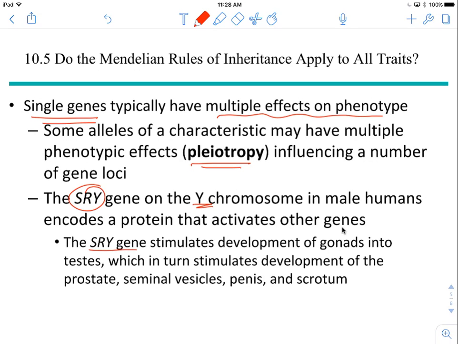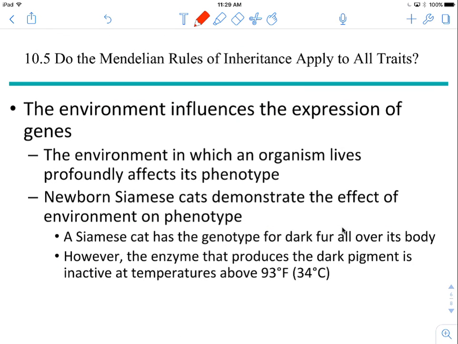The SRY gene stimulates development of gonads into testicles rather than ovaries. It also stimulates development of the prostate, seminal vesicles, penis, and scrotum. So all of the secondary male sex characteristics are controlled by one gene that turns on a bunch of other genes. And that is called pleiotropy.